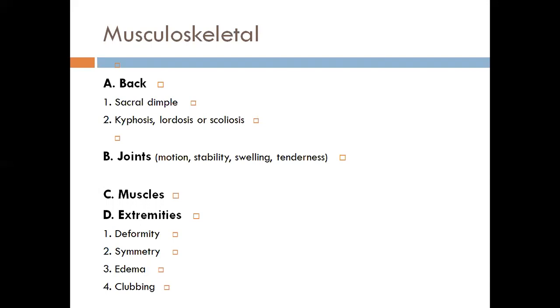We call this stridor. This is inspiratory. It's usually due to narrowing or obstruction, a semi-obstruction, in the upper airway.